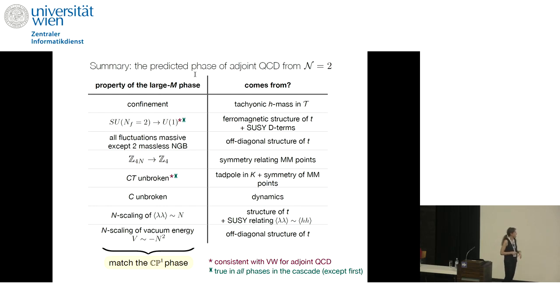And we can extract the large N scalings of various quantities in this theory, including the gaugino condensate and the vacuum energy, and we see that they have the right scalings to describe a theory with adjoints, and they come from these nice features of the N=2 theory, including this structure of the gauge couplings. And in all cases, these match the predicted CP1 phase. So I guess with that, I'll leave up this slide, and thank you very much for your attention.